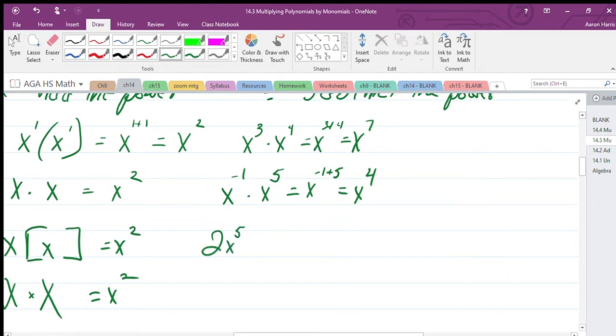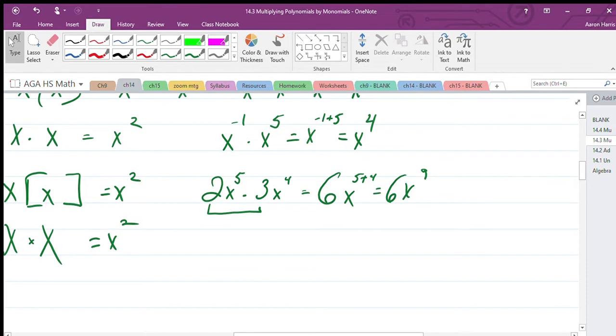Now, let's add in a coefficient. 2x to the fifth times 3x to the fourth. What do I do first? I multiply the coefficients. So 2 times 3 is 6. Now I keep the family of x and I add the powers. So I get 6x to the ninth.